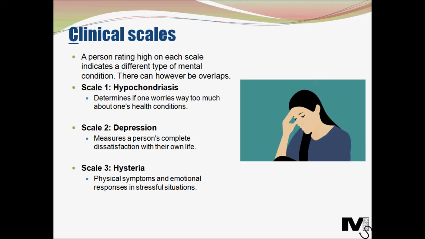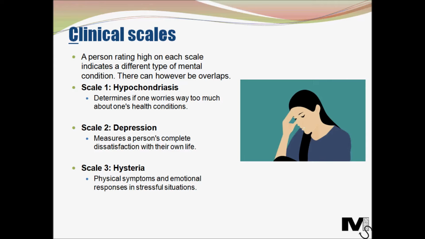hypochondriasis. This scale determines if one worries way too much about one's health conditions. So it has a number of questions which try to determine if a person worries way too much about one's own health conditions. A high score on this scale could indicate that you worry so much about your own health that it actually interferes with your life and your relationships.